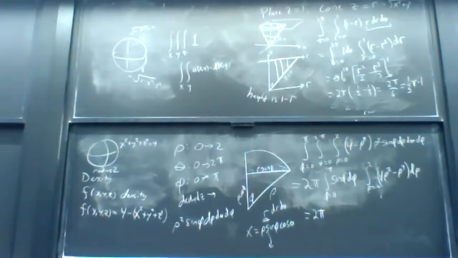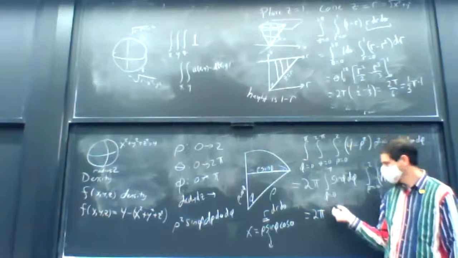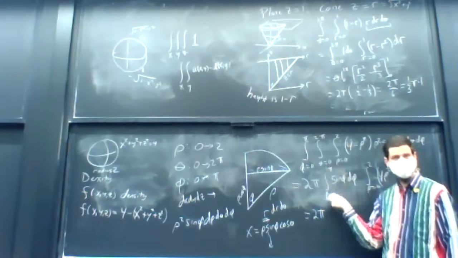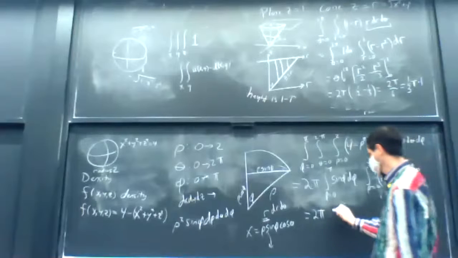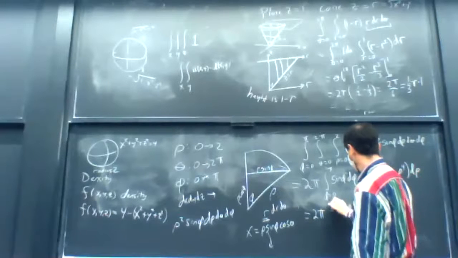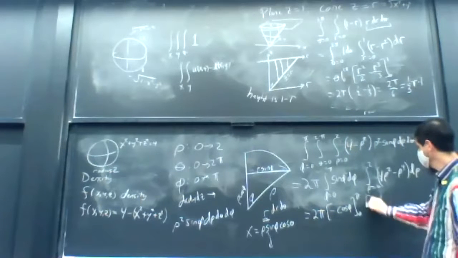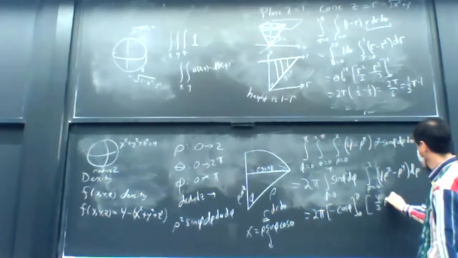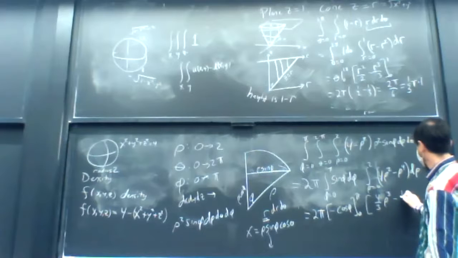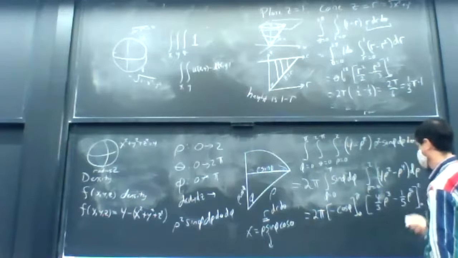What function has derivative sine? Minus cosine. So there's 2 ways to do this. I can write it as minus cosine evaluated at pi and 0, or cosine and then switch the order of integration. I'll just do it this way: minus cosine of phi at 0 and pi. And then for this piece, it's going to be 4/3 rho cubed minus 1/5 rho to the 5th at 0 and 2.